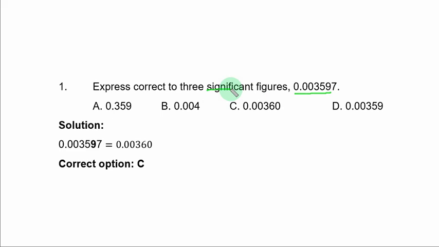So the first three non-zero digits from the left, we must consider 9. 9 is the third non-zero digit. The next number is 7. You round 7 up to 1. You add it to 9, it becomes 10. You put down 0, you carry 1. You add the 1 to 5, it becomes 6. So you have 0.00360. C is the correct option.